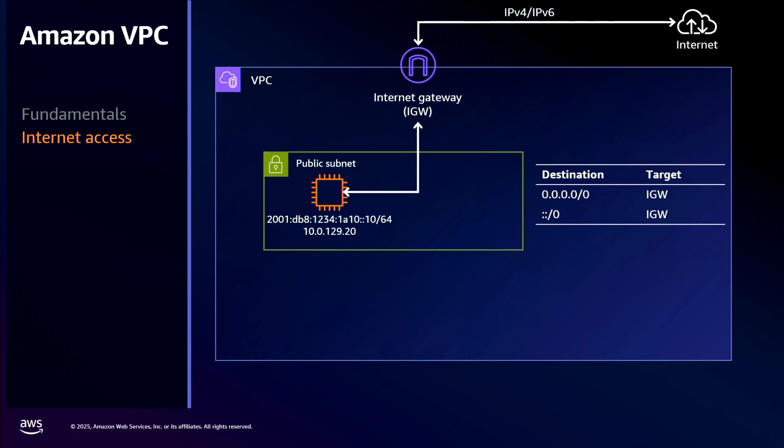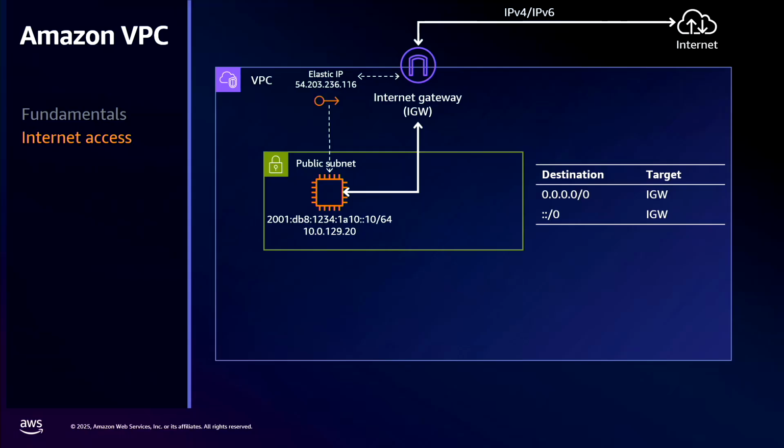But for IPv4, as you can see here, we have a private IPv4 address. So what you will have to do to enable communication with the public internet is to associate an elastic IP to the EC2 instance. And then what will happen from here is that the traffic initiated from the instance will be source NATed at the internet gateway level from this private IP address to the public elastic IP.